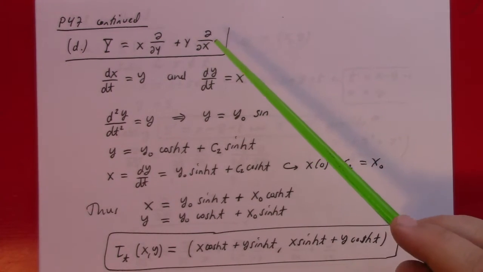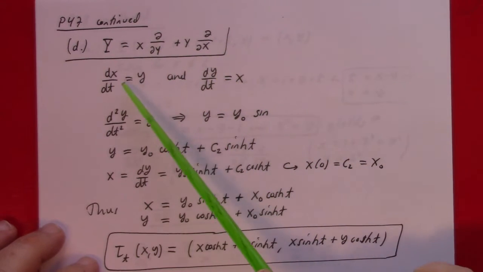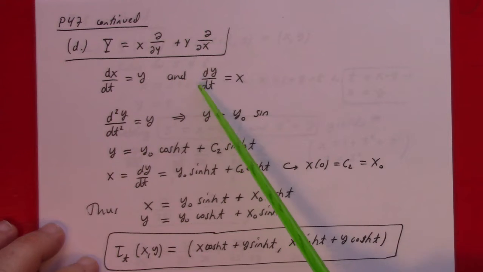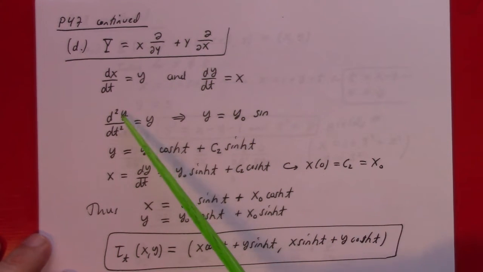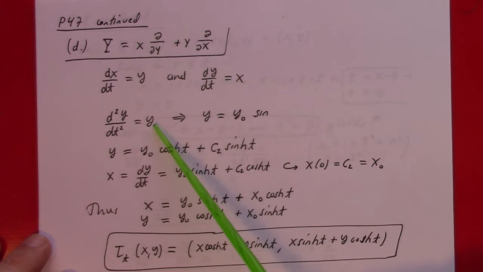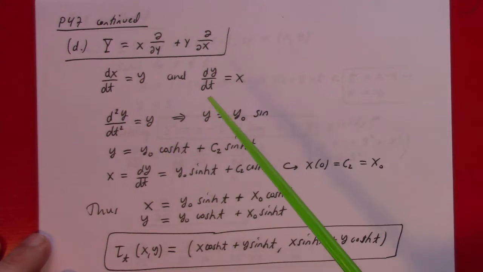So here I've got, notice the switcheroo, partial y and partial x, right? So dx/dt is y and dy/dt is x. If I plug this one into that one, I get d²y/dt² equals y. A function which behaves like that is hyperbolic sine or cosine.